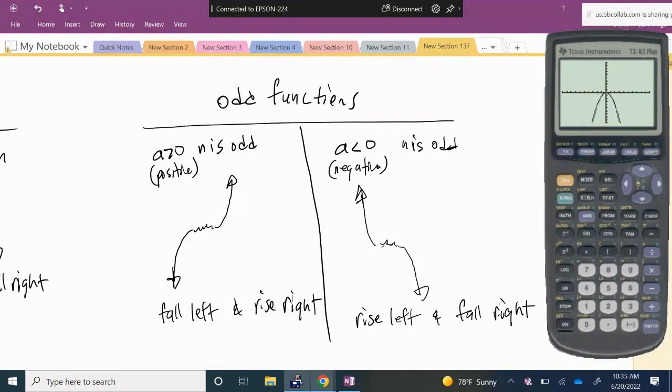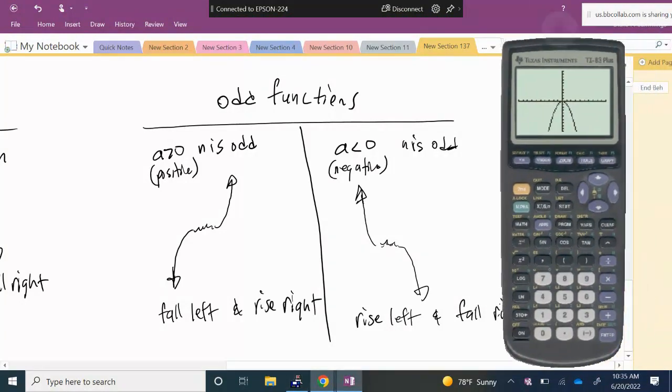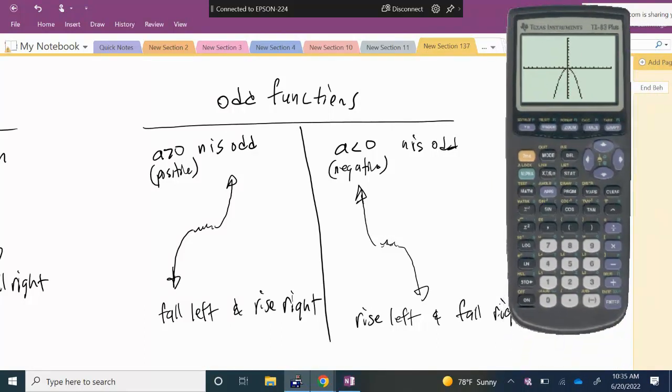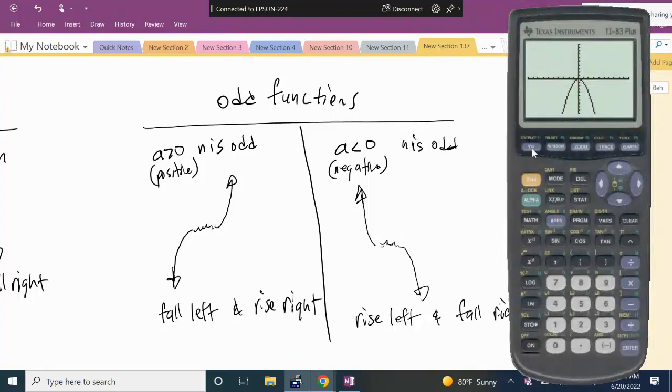All right, so we're going to take a look at an example, and we're going to graph x cubed. So I'm going to go to y equals, and I'm going to clear that out. I'm going to put in x raised to the third power and graph. So notice when we graph y is equal to positive x cubed, it fits this first condition. The leading coefficient is positive, n is odd, so it falls to the left and it rises to the right.